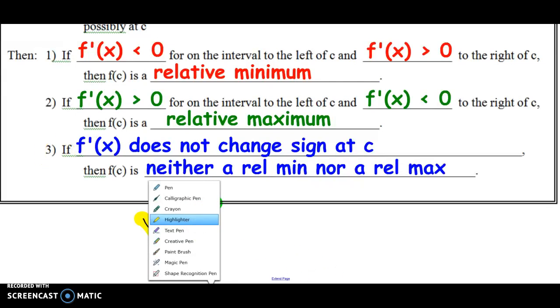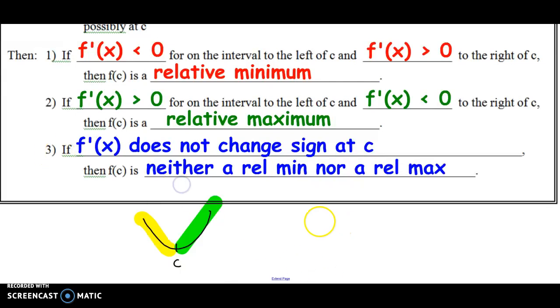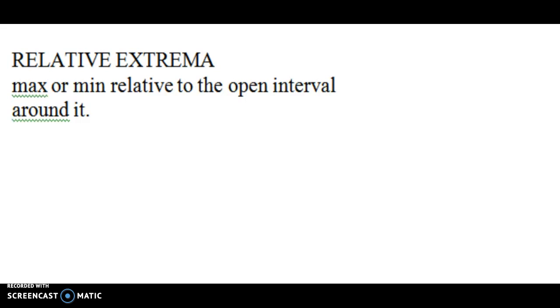Just to take a look at the third one, I think you guys can figure out the second one. If it doesn't change sign, so let's say it's like this guy, and this is c. So this was, let's say, positive slope, and it didn't change sign, so this is neither a max or a min. Huh, makes sense. Good thing we didn't freak out, right?